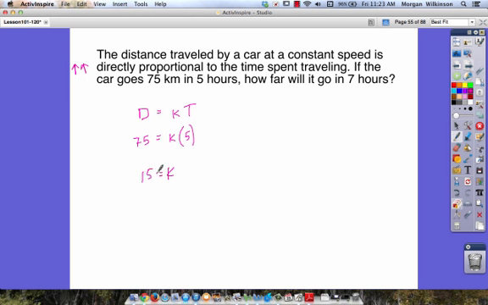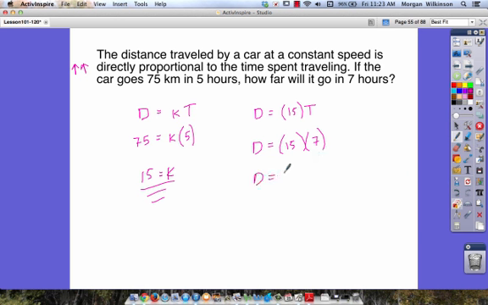So k equals 15. That's an important piece. Because if we know k equals 15, the distance traveled will always equal 15 times whatever our time is, given this information. So how far will it go in 7 hours? The distance equals 15 times our time of 7 hours. 15 times 7. What must that be equal to?